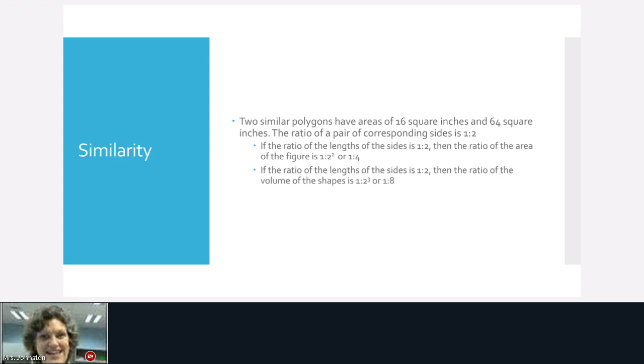Now, we talked a little bit about similarity. Remember way back when we talked about congruence, similarity is like that, where all the angles of two different polygons are the same, but the size will be proportional, but not necessarily the same. Two similar polygons have areas of 16 square inches and 64 inches.